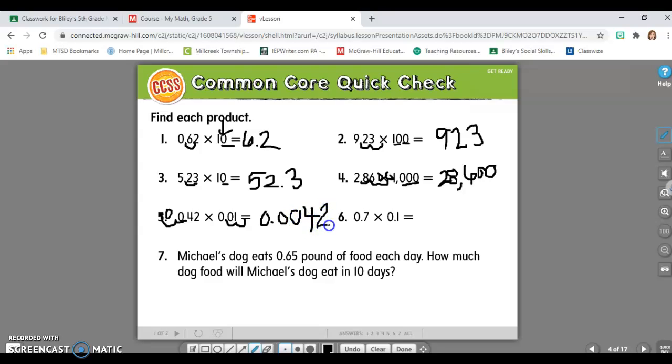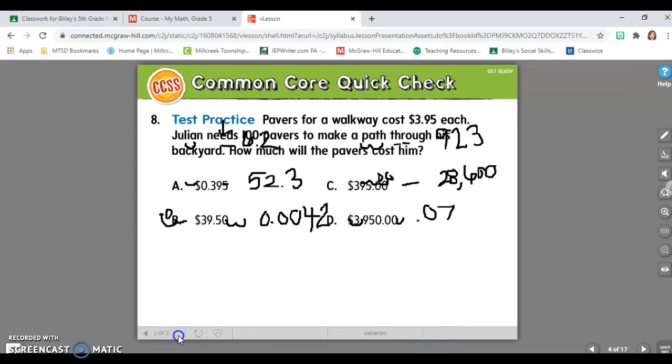Let's look at number 6. Let's try that again. I'm moving 1 time, so I'm going to move my decimal 1 time to the left. You only move to the left when you have a decimal times a decimal. My answer is going to be 7 hundredths. All right, I hope that helps. We're going to start with our lesson today.